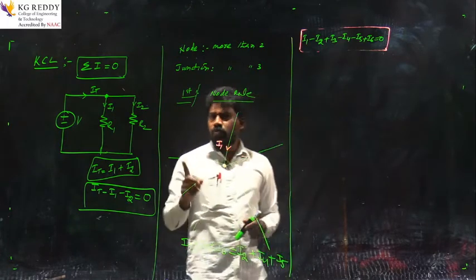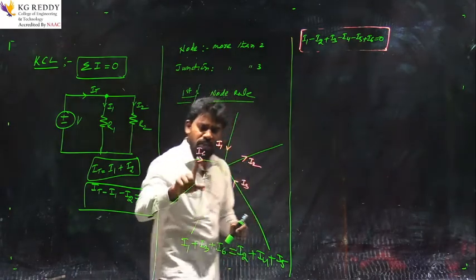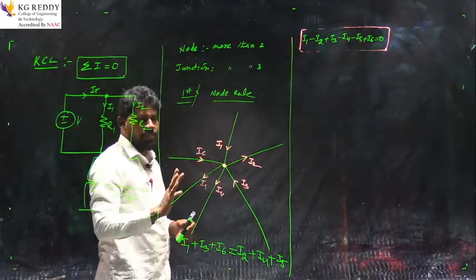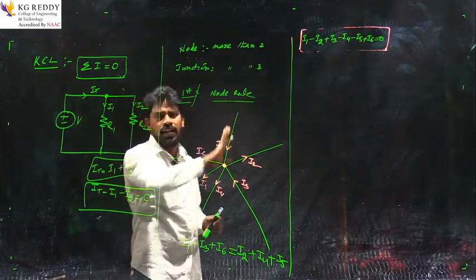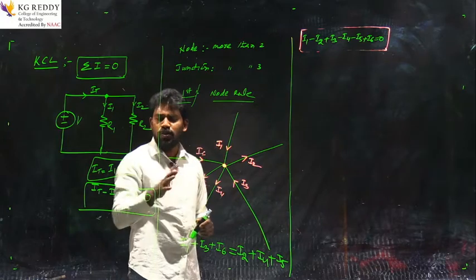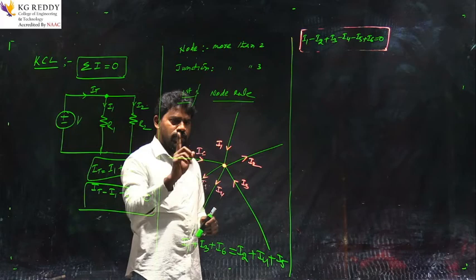Yes. So before writing the equation of currents for any network, you must assign the current direction first. Without the current direction, we are unable to find the unknown current from the network or from the figure. Okay, so that is a good point.